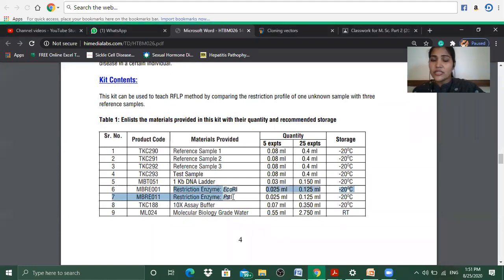And which restriction enzymes are we using over here? EcoR1 and PstI. Okay, so these are the restriction enzymes that we are going to use, and we are going to treat all these four samples equally.